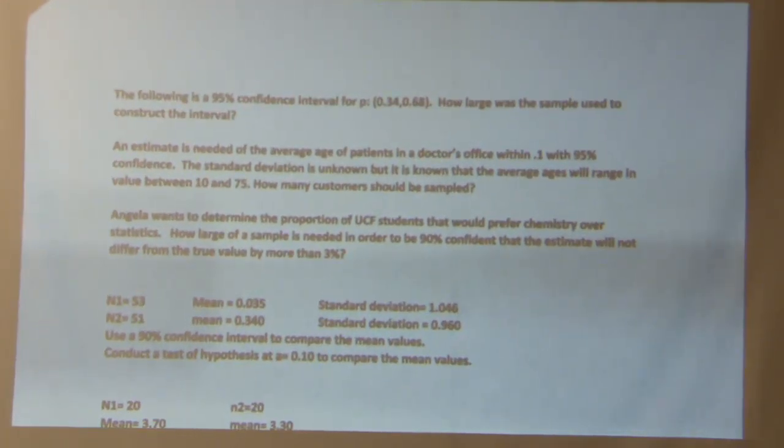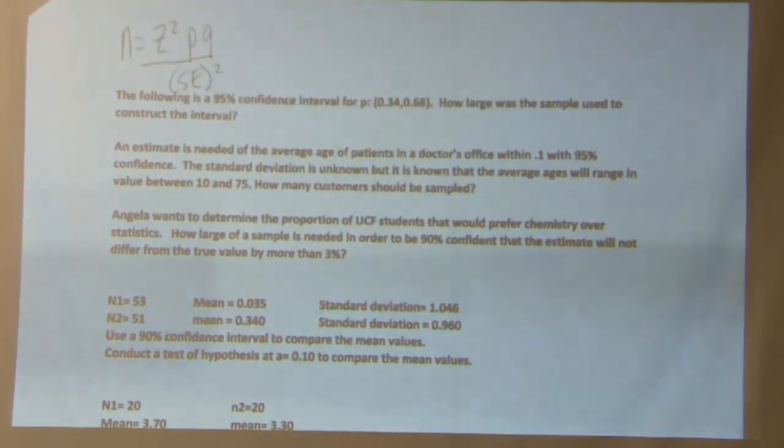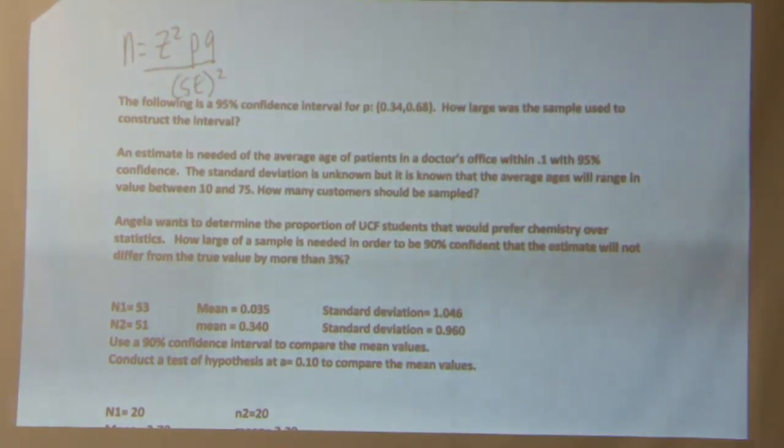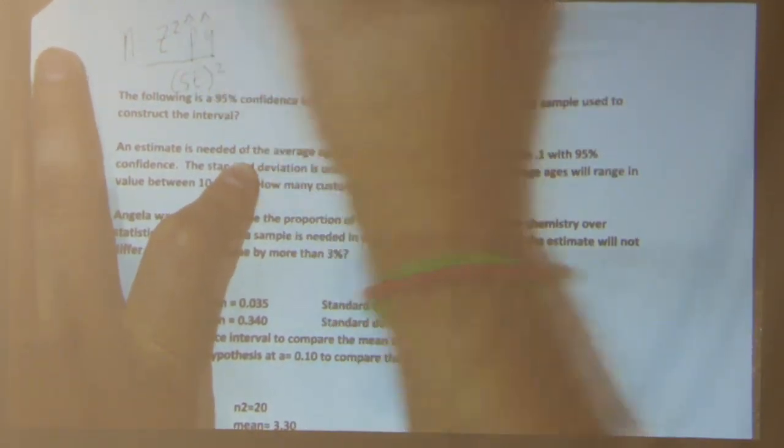Okay, the next one, the following is a 95% confidence interval for P, 0.34 to 0.68. They want to know how large was the sample used to construct this interval. So we can use the formula n equals z squared pq over se squared, because we're wanting to find how large was the sample. In this formula, you can think of P and Q as either the overall P and Q, or you could also think about it as P hat and Q hat.